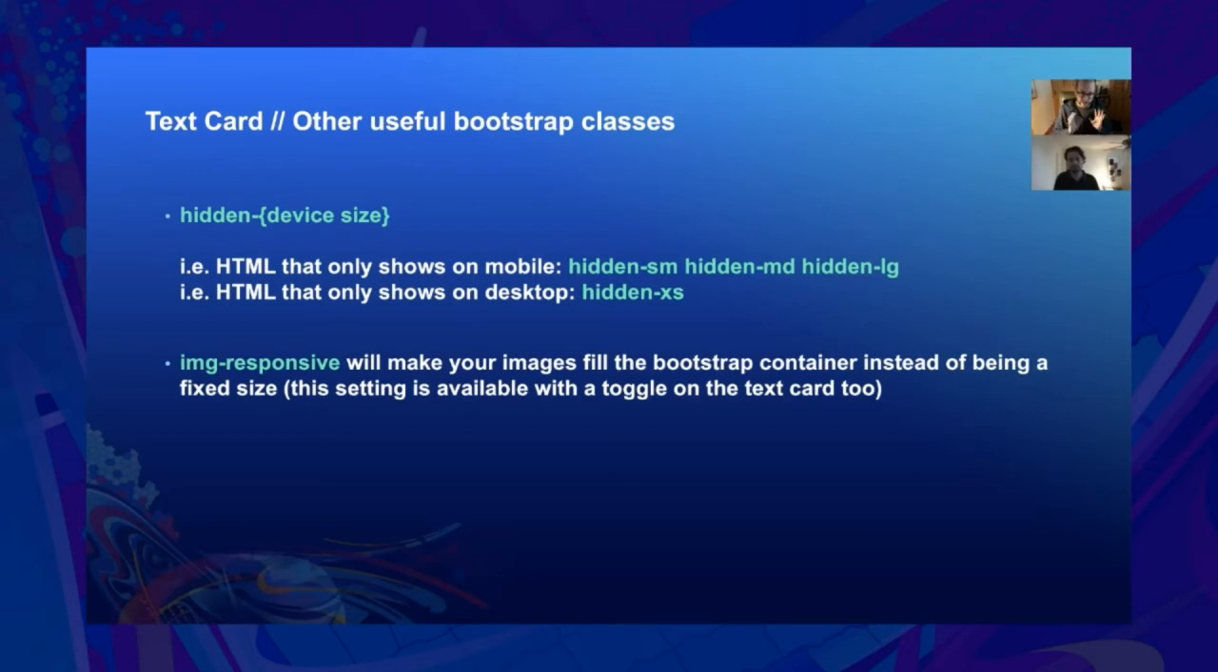The other really useful one is image responsive on images. Again, all of the Hub image cards have this in our UI, but if you're writing your own HTML, image responsive will make it fill that bootstrap container versus being the actual size of the image. And that can be really nice because the image will shrink and expand as the screen changes size.